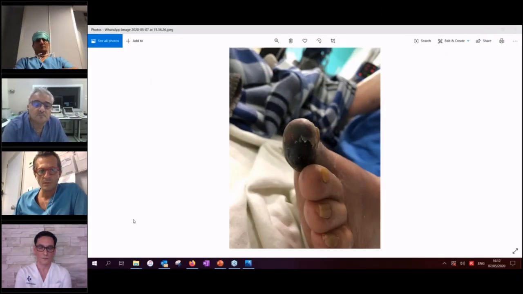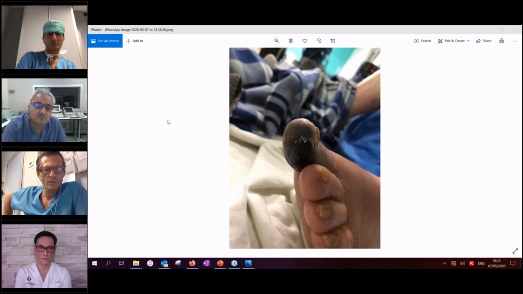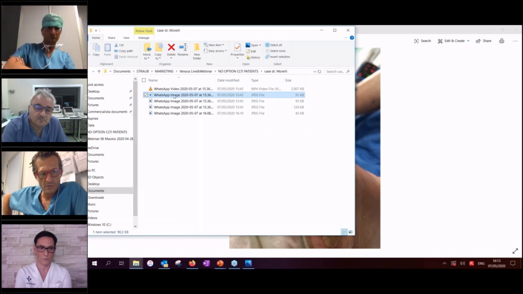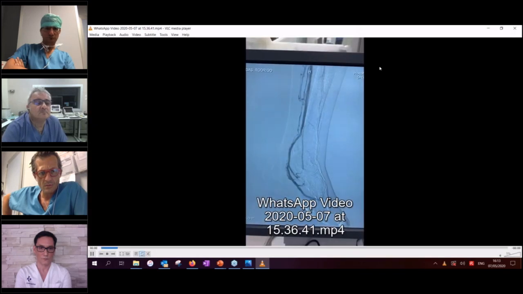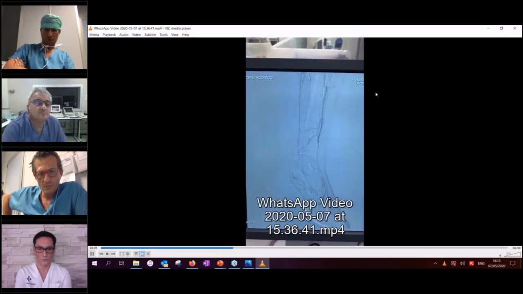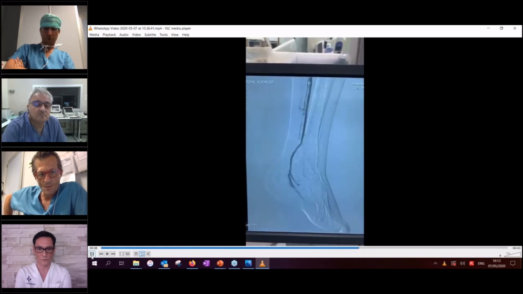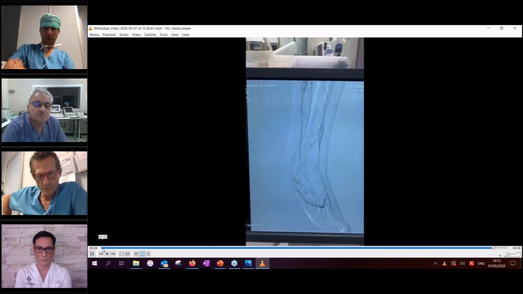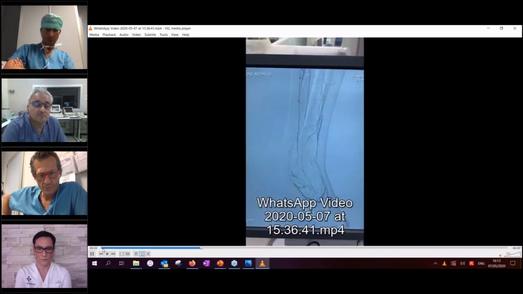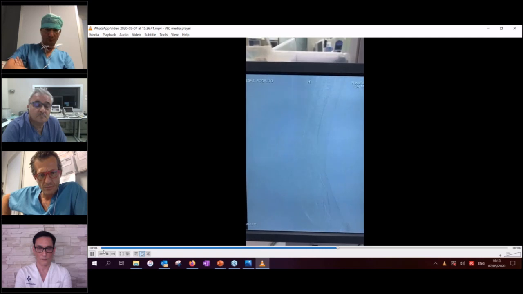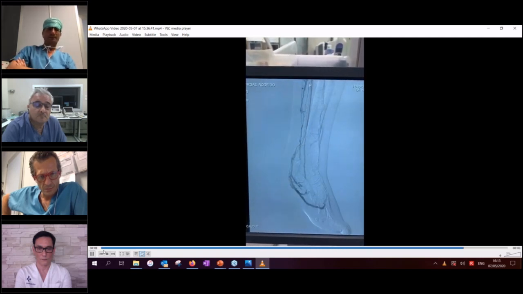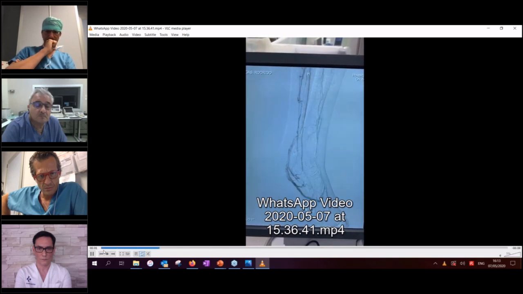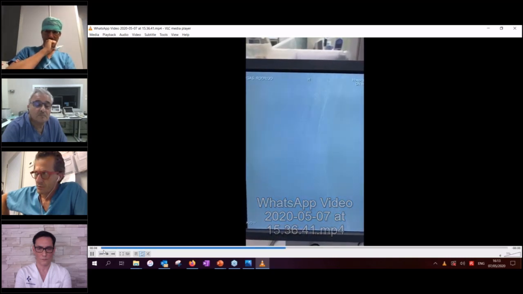This is the image he had just before an AV fistula was performed in the posterior tibial. And actually, I can also share with you right now a video of what we had as the final result in that fistula. The other information I had from Dr. Luis Morelli is that a covered stent was implanted in the posterior tibial artery, a covered stent 5 millimeter by 5 centimeter.